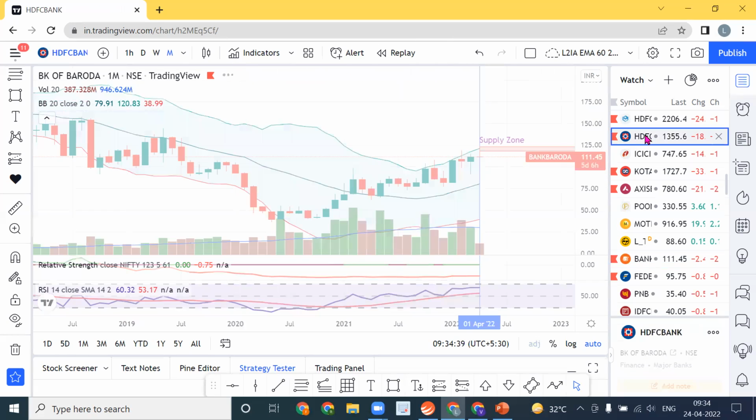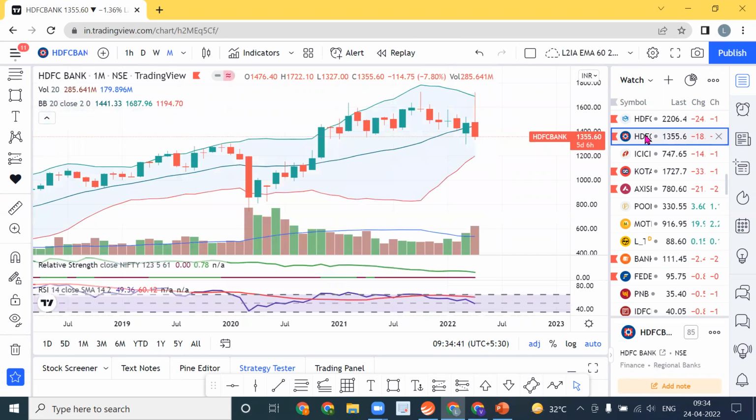Now supposing HDFC Bank, the same thing. As an investor, what I'll do, I'll look at my monthly chart. On the monthly chart, it is above the red line. This green line is my relative strength. So relative strength of HDFC Bank on the monthly chart is better. Okay, it is not very bad.